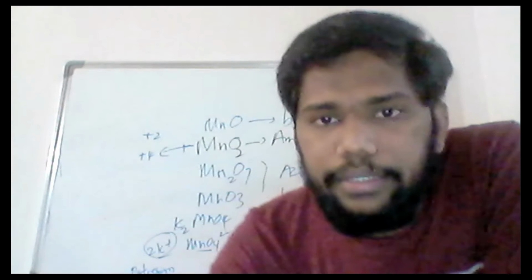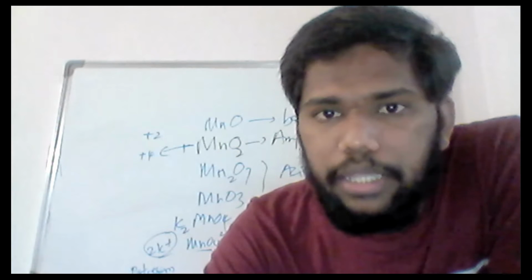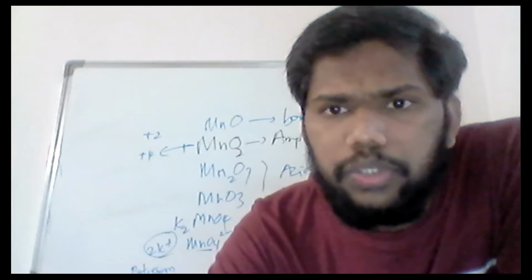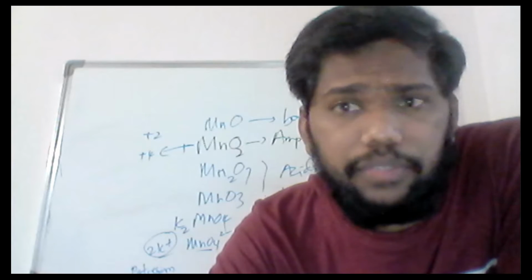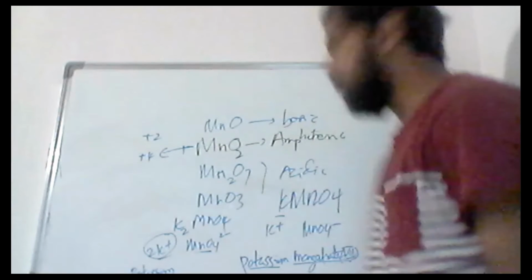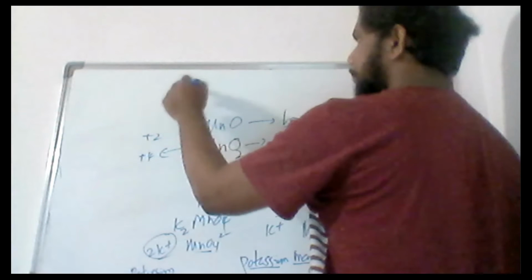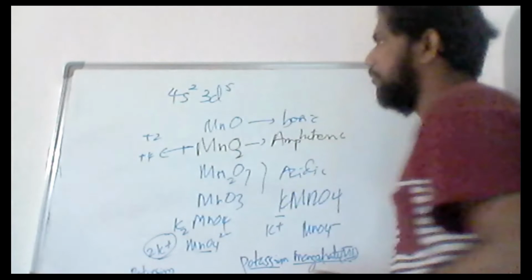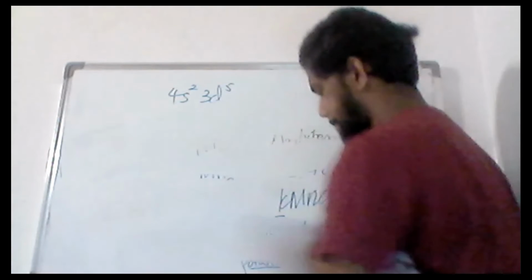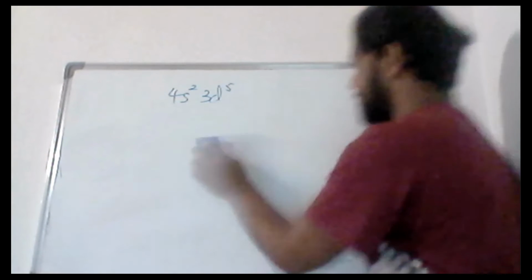And the next one is they have asked why manganese has the lowest melting point and boiling point. Explain in terms of the bonding. That is the easiest way to explain this. If you remember the electronic configuration of manganese, it was 4s2 3d5. So how can you explain this?